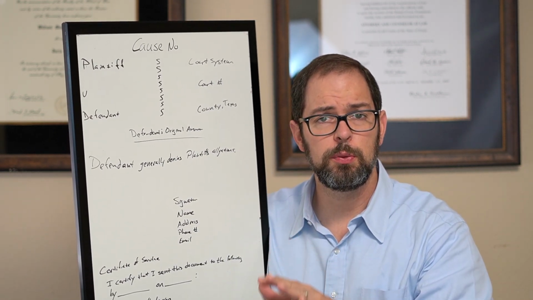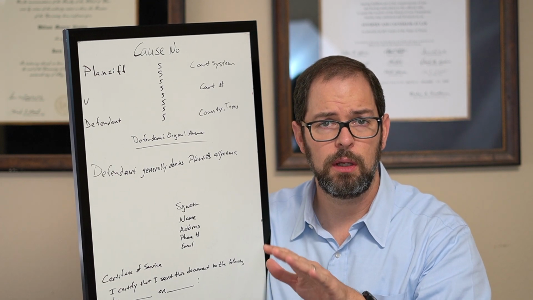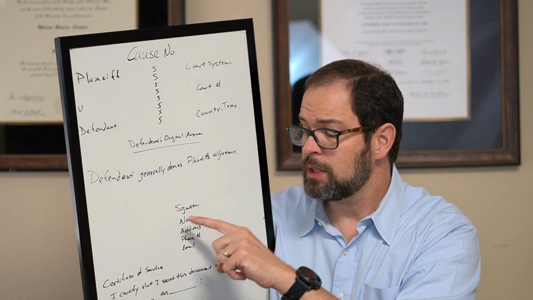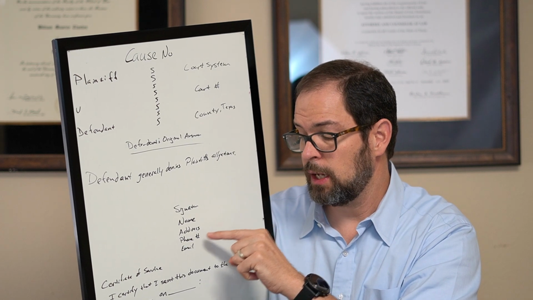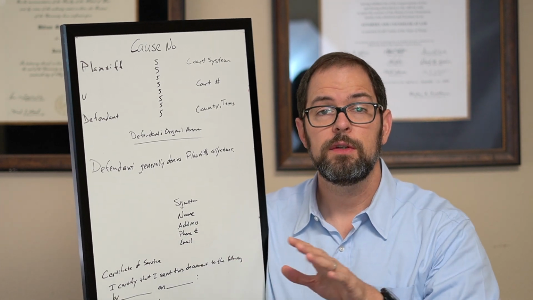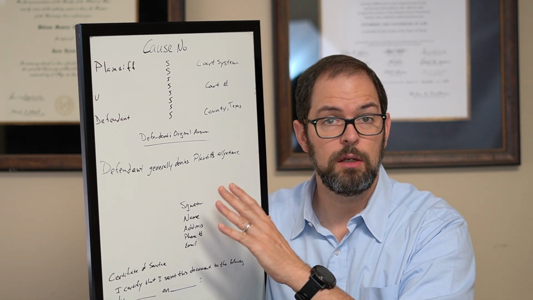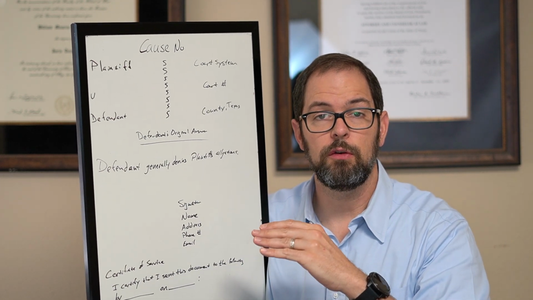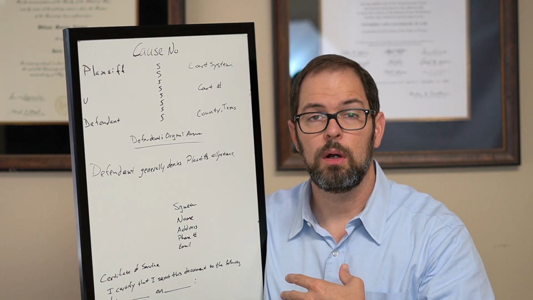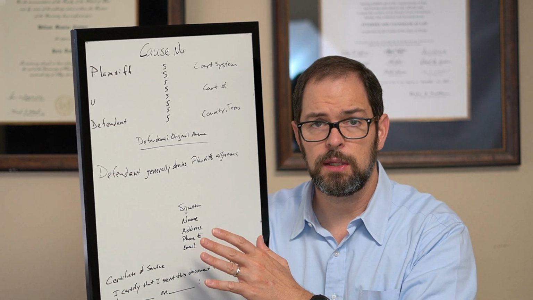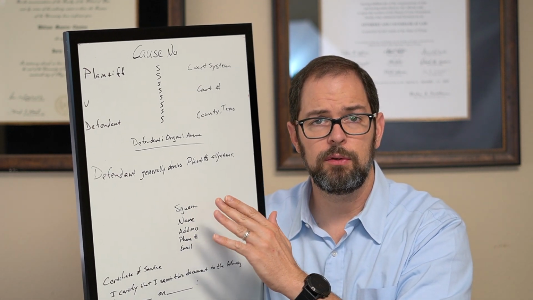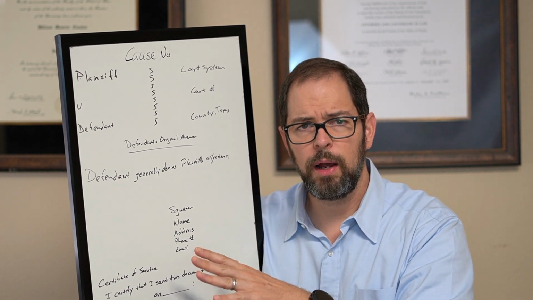Now, it's important that you put your information in this document. You need to sign it. You need to put your name, your address, your phone number, and your email. This is important because the court and the other side need to know how to get a hold of you, to give you notice of hearings or to send you documents, things like that. So that's important to put in there. And that is, in fact, one of the things that's required in an answer.